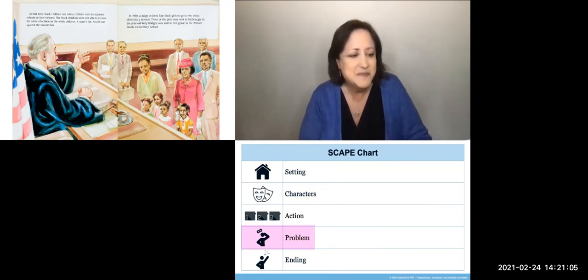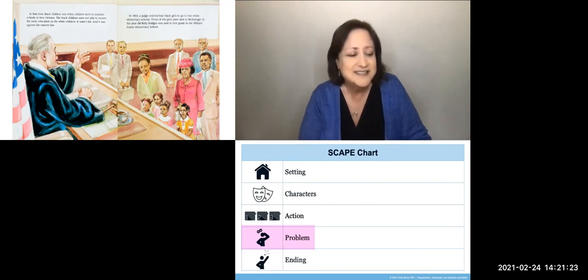At that time, Black children and white children went to separate schools in New Orleans. The Black children were not able to receive the same education as the white children. It wasn't fair, and it was against the nation's law.